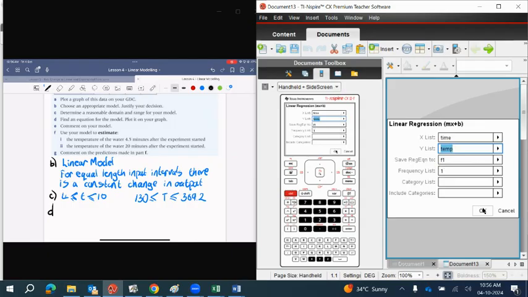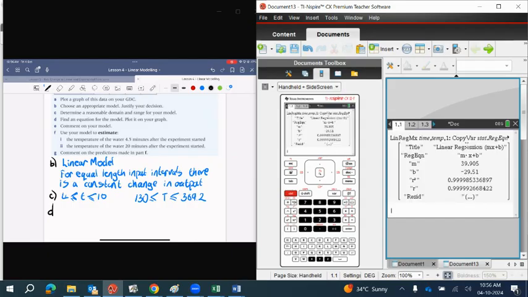It's going to save it in F1. We'll use that later. We press OK, and we get our model here. So whichever technique you use, you're going to come to the linear model that temperature is equal to 39.9 T minus 29.5. So this is our model.